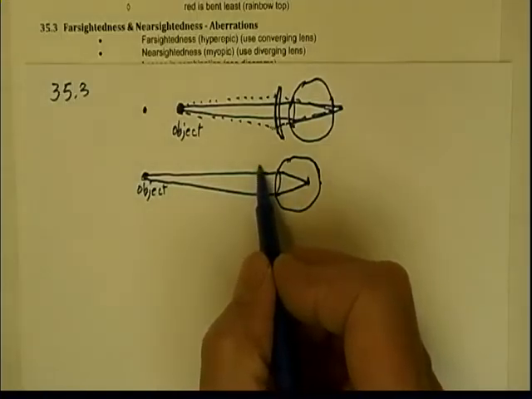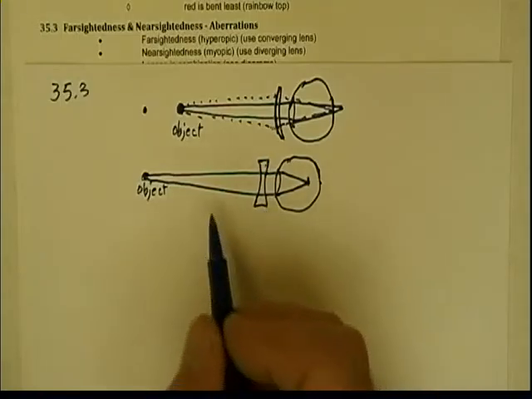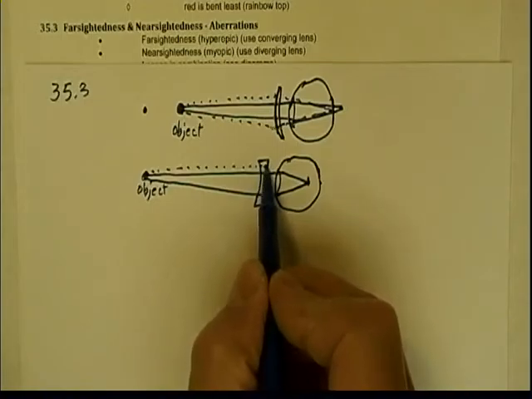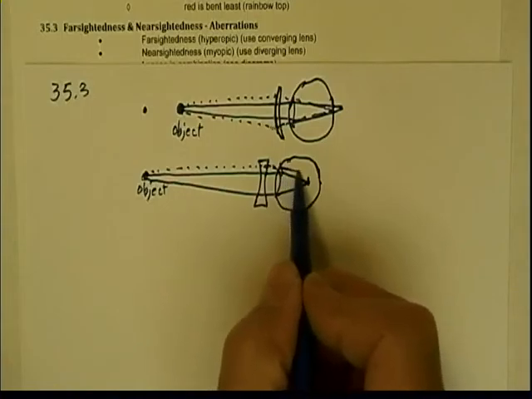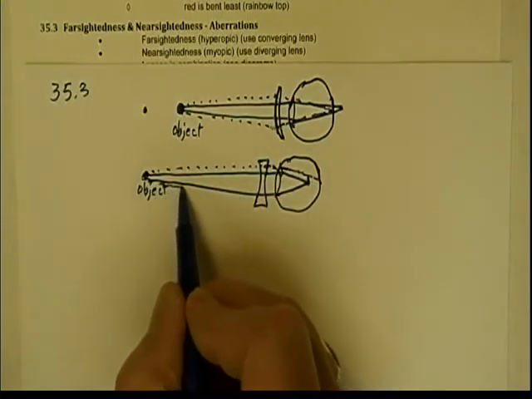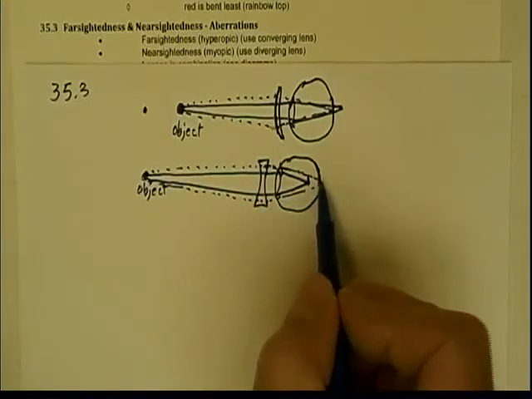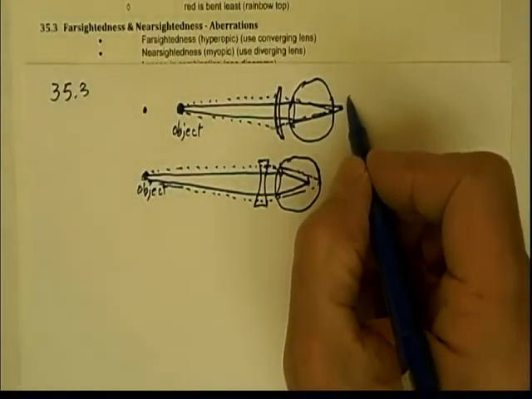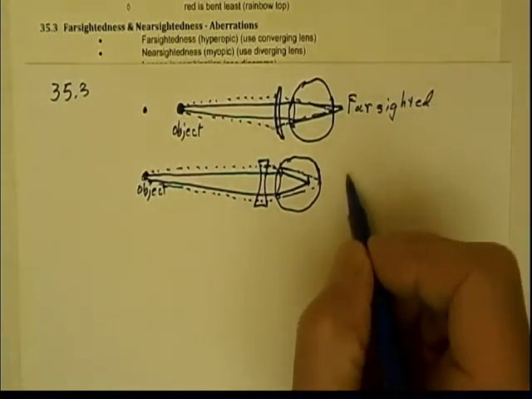And what we need here is a diverging lens. And if we have the diverging lens, then we will have more like this, where it doesn't focus quite as rapidly. Of course, the lens has to go up here, and it will actually come back and focus correctly on the rear of the eye, where the sensors are. So this is farsightedness. This is nearsighted.